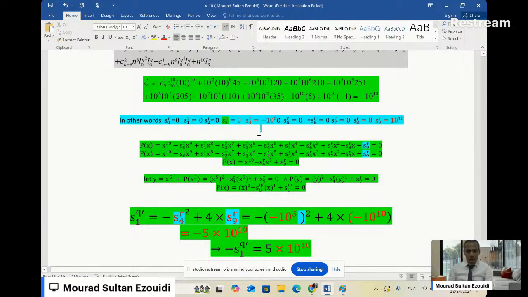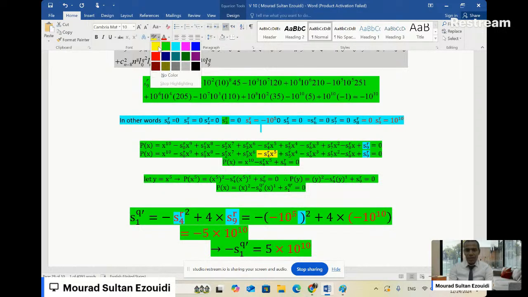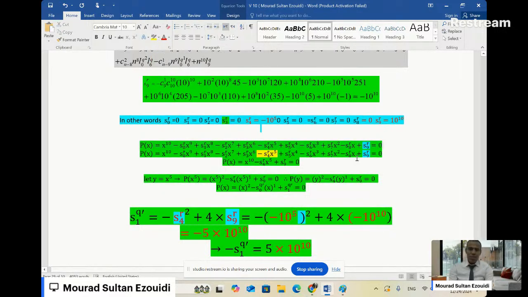Therefore, I will focus only on S4 and S9, and also on x raised to the power 10. The rest are equal to 0. I will write this here: P of x equals x raised to the power 10 minus S4 of R, x raised to the power 5 plus S9 of R equals 0.